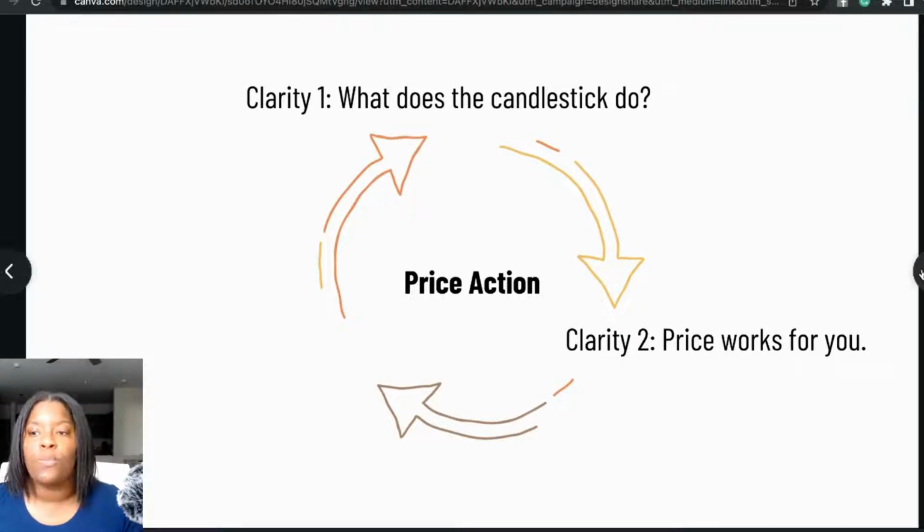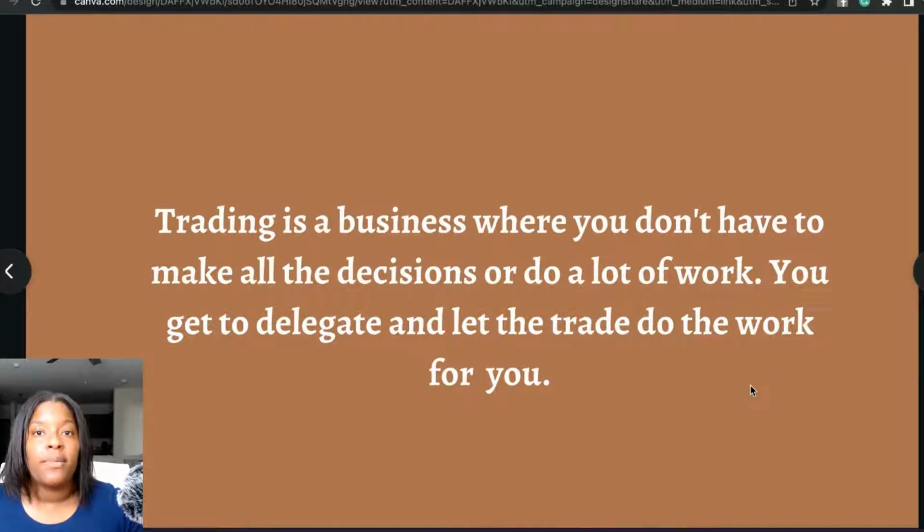We trade to make money. Remember that trading is a business, and you get to delegate price. You get to tell it if you want it to buy for you or if you want it to sell for you, and then you have to let the trade work in your favor.